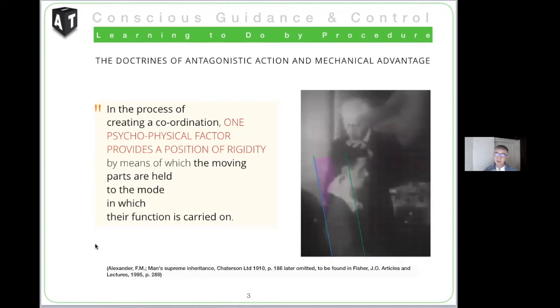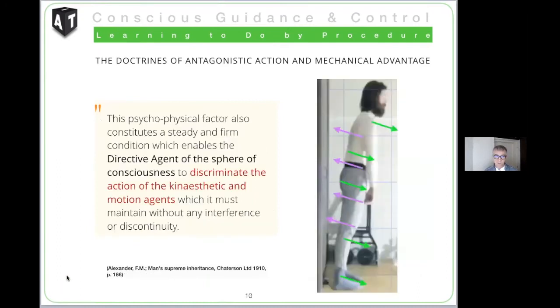This was the first part that we discussed at the beginning of this talk and also last week. Now we arrive in the second part, and just after this sentence there is this new one. This psychophysical factor, which is the essential rigidity, also constitutes a steady and firm condition which enables the directive agent of the sphere of consciousness to discriminate the action of the kinesthetic and motion agents, which it must maintain without any interference or discontinuity.